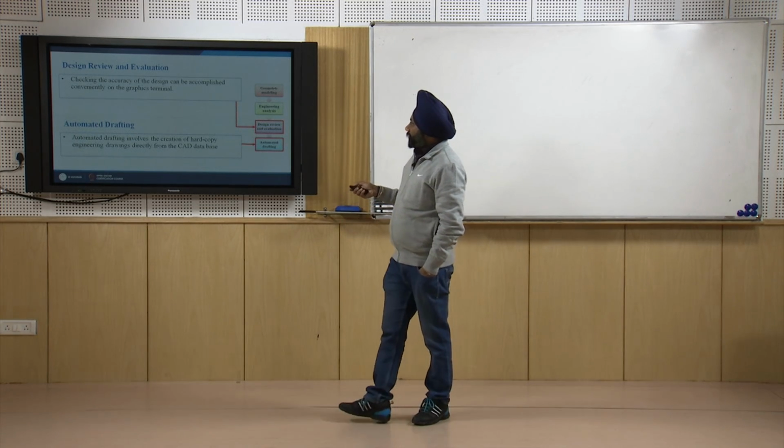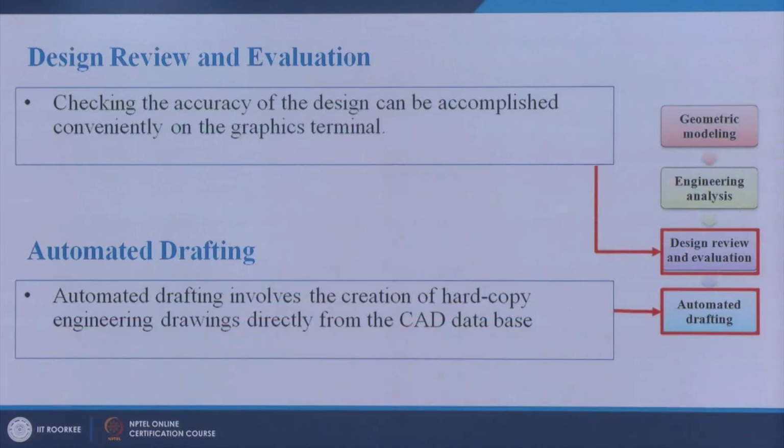Then the third stage is the design review and evaluation, which means checking the accuracy of the design. It can be accomplished conveniently on the graphics terminal. So we can do the design evaluation. Then the automated drafting. Automated drafting involves the creation of hard copy engineering drawings directly from the CAD database.